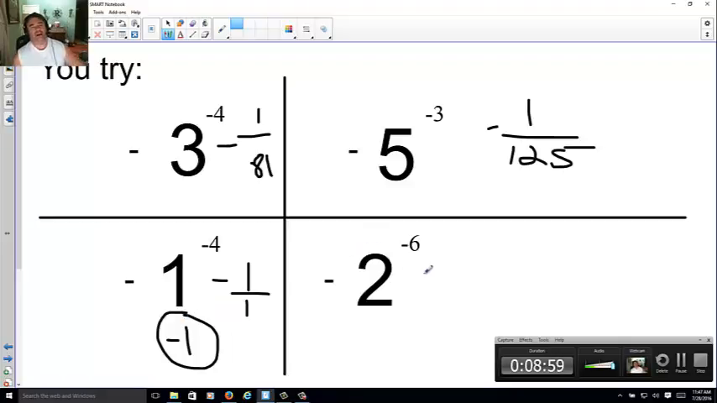2 to the negative 6th power, 2 times 2 times 2 times 2 times 2 times 2. Well, 2 times 2 is 4. 2 times 2 is 4. 4 times 4 is 16. Then times another 2 and another 2. 16, 32, 64. So 64. And again, if you calculate that, fine. Negative exponent means 1 over, and the negative in front means negative 1 over 64.